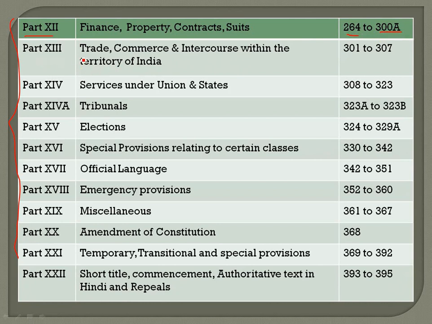Part 13. Trade, commerce and intercourse within the territory of India from 301 to 307. Part 14. Services under Union and State. It contains State PSC and UPSC services. It is from 308 to 323. Part 15. Elections. It is from 324 to 329A.